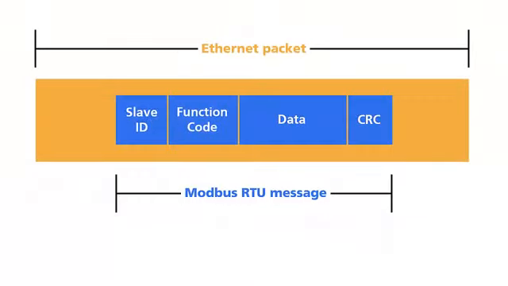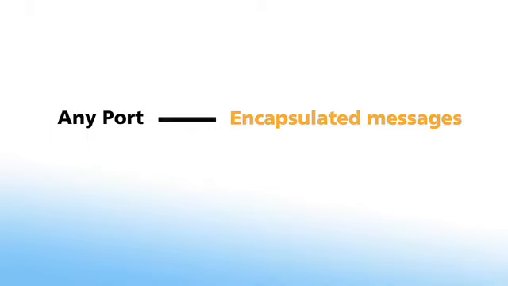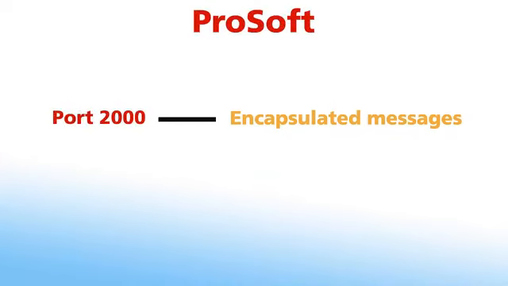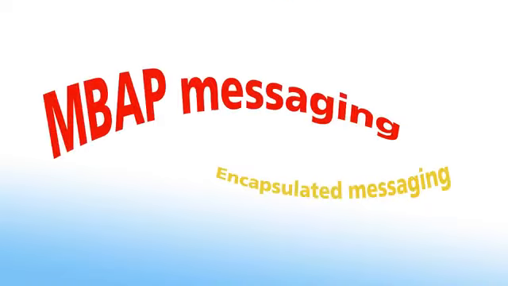Modbus serial messages can also be sent as regular RTU messages encapsulated inside an Ethernet TCP/IP packet. Encapsulated messages can use any port, but ProSoft products are set to use port 2000 by default. Note that the MBAP and RTU encapsulation are not compatible. Devices must be set to use one or the other.